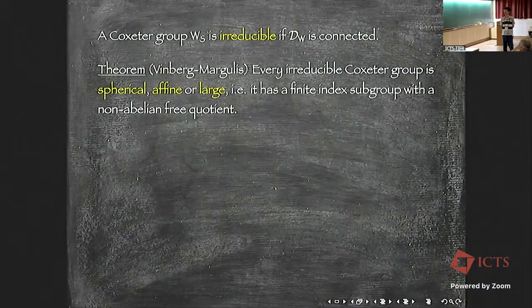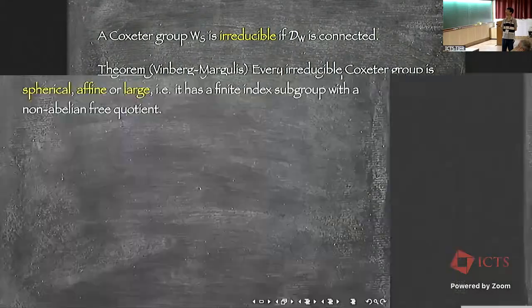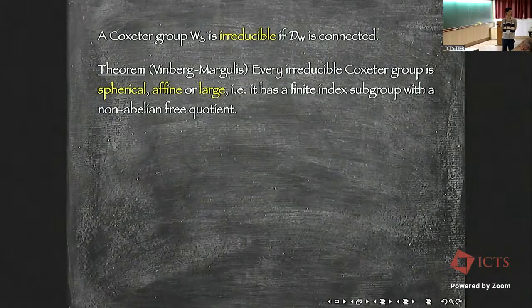So if this Coxeter diagram is connected, topologically, then we call the group irreducible. Then it's a well-known theorem by Vinberg and Margulis that every irreducible Coxeter group is spherical, affine, or large. Spherical means, in fact, the Coxeter group is a finite Coxeter group. The group is finite. And affine means the group is virtually abelian, meaning there exists a finite index subgroup which is abelian.